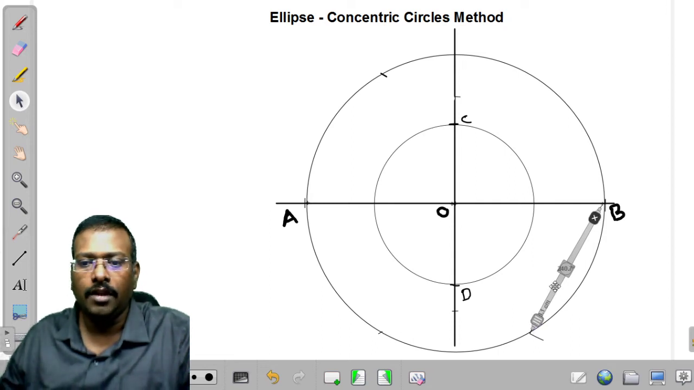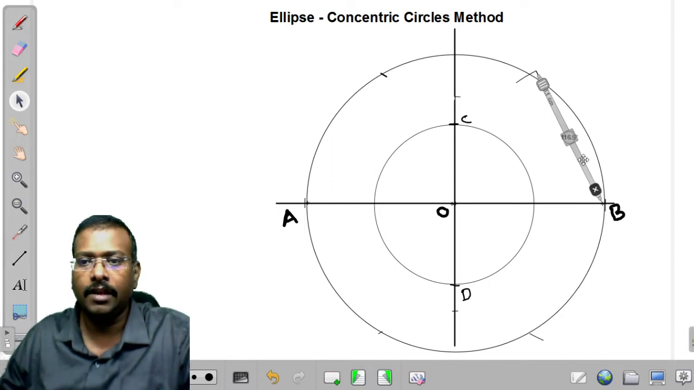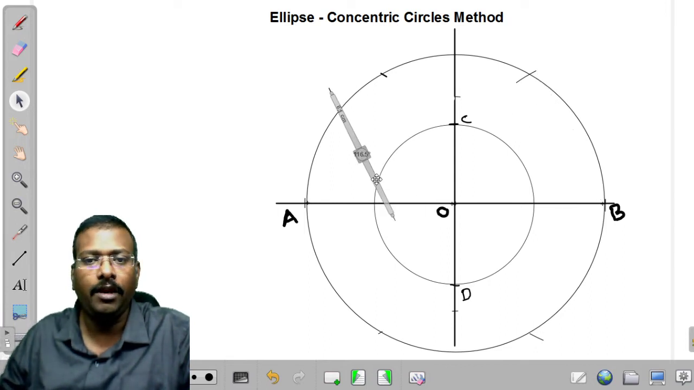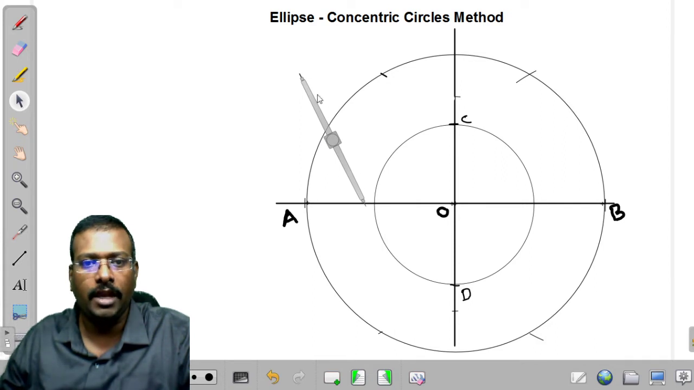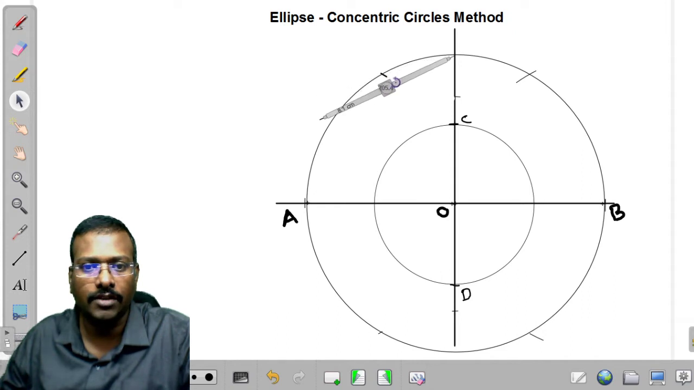Now take the perpendicular diameter. For AB, the perpendicular diameter is here, and put this particular point as center. Draw the arcs on both the sides of the circle.